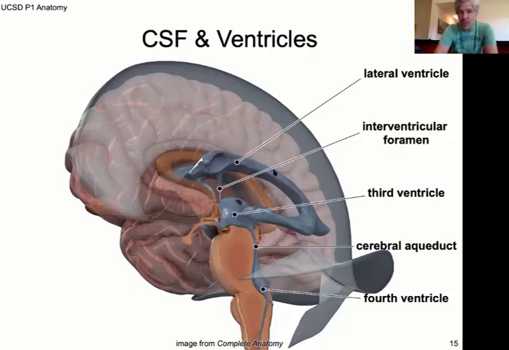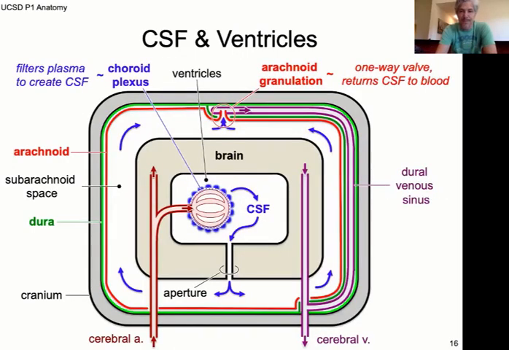So CSF that's generated all the way up here in the lateral ventricle comes down through the interventricular foramen, third ventricle, cerebral aqueduct, fourth ventricle. This is where it can sneak out of the ventricular system and get outside the brain into the subarachnoid space. Okay. So that's the real anatomy of the ventricles.